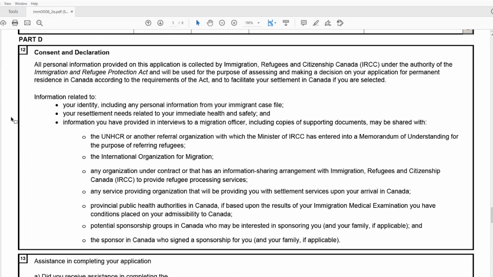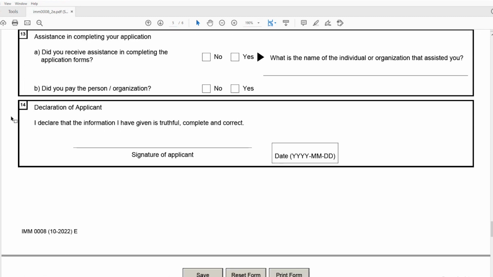Make sure that the person who this form belongs to understands what they're signing and how their information is going to be used. Question 13, you need to indicate whether you have received assistance in completing the application forms and the name of the individual or organization that assisted you. You also need to explain whether or not you paid the person or organization that assisted you.